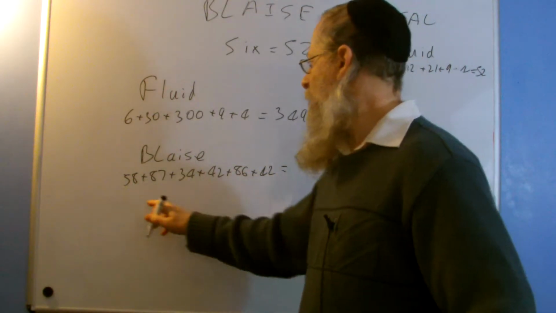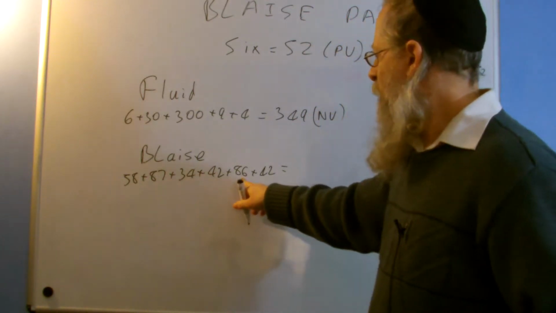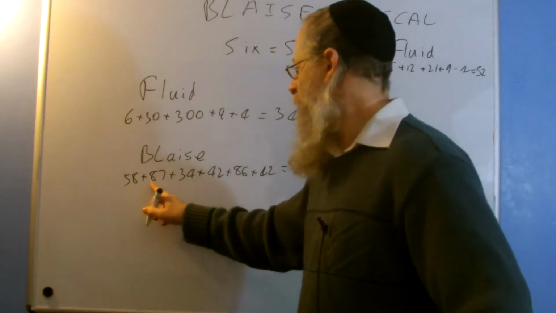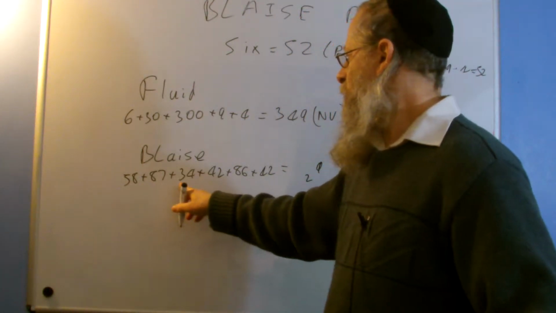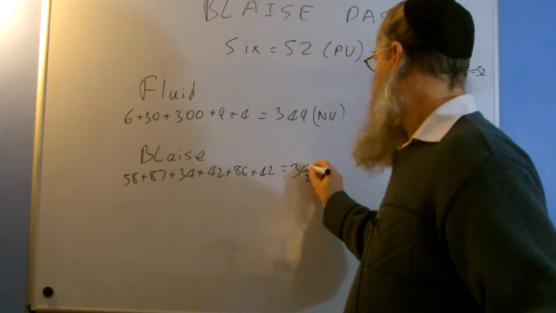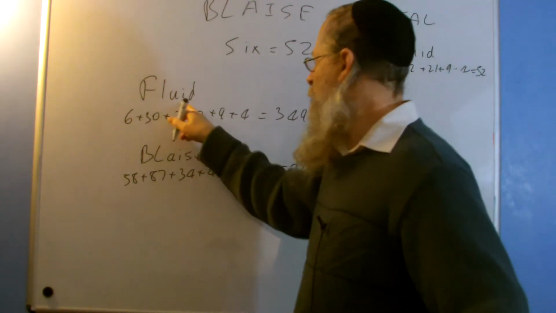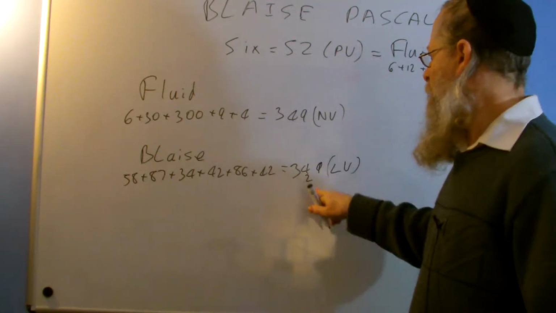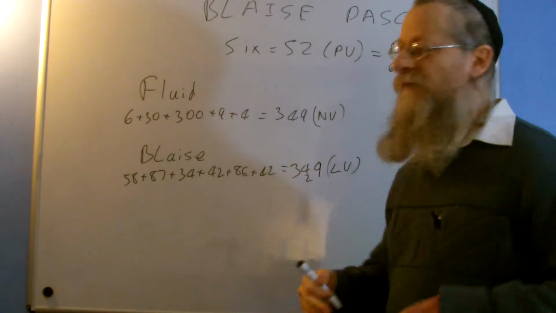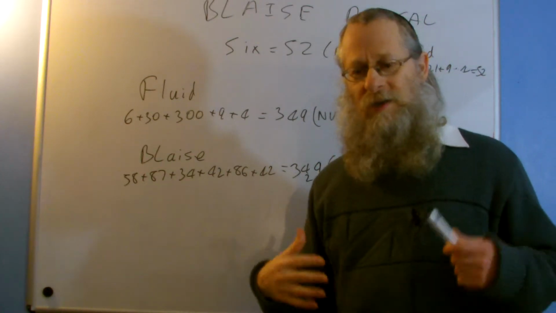And I add those together, I get 15, 19, 21, 27, 28, 29. Carry 2. I've got 5 plus 8 is 13, 16, 20, 28, 32, 33, 34. So in the large value, I've got 349 for Blaise, and fluid in the normal value is 349. So we have a match, we have a connection, an energy connection, something which they vibrate with. He obviously is interested in fluids, it's inside his makeup.